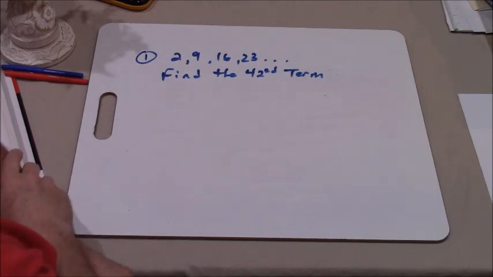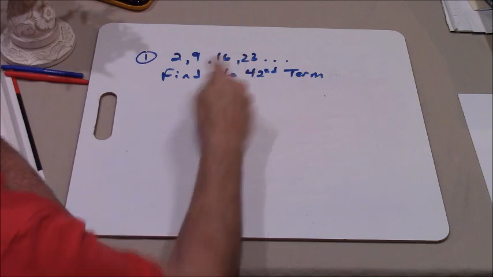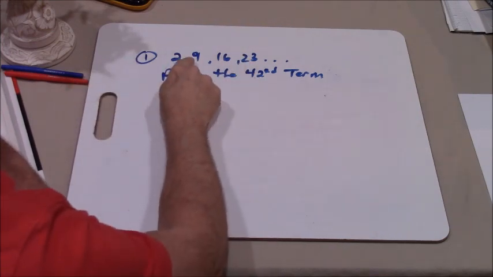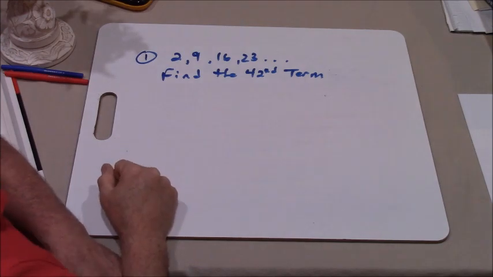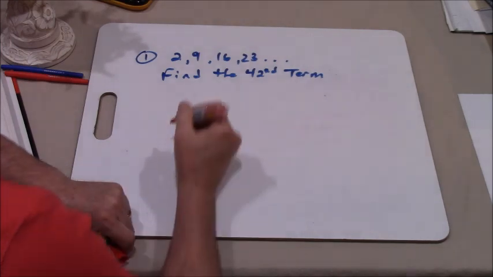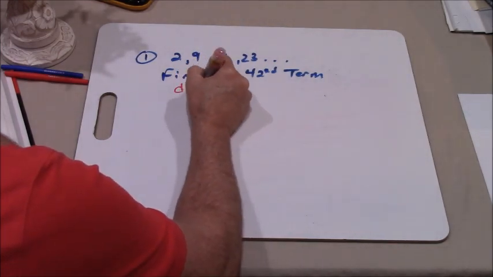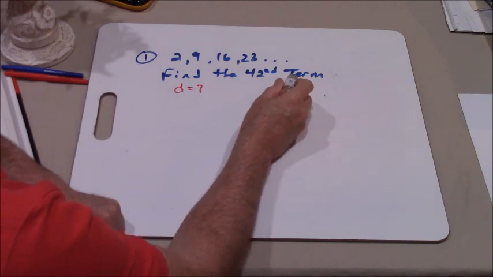All right, so here's a different problem. We've got our arithmetic sequence. We know it's arithmetic because when I look at it, I'm always adding the same number to get to the next term. And so our d value here would be 7. So d equals 7, and they're asking us to find the 42nd term.